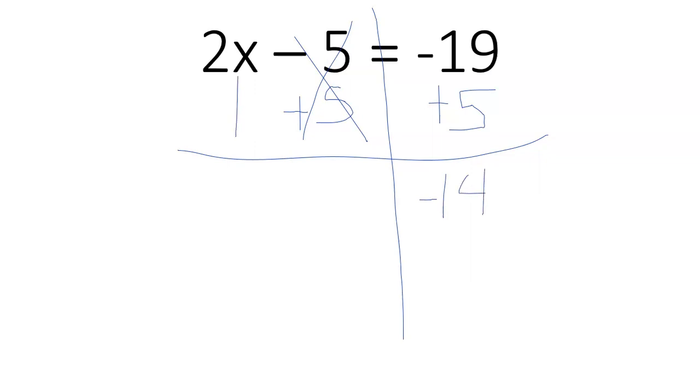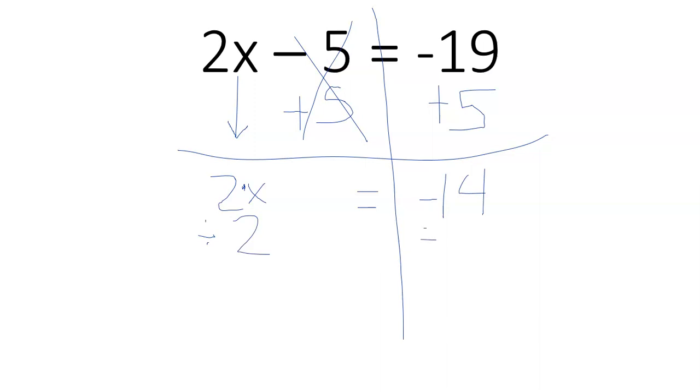This one, the 2x just comes straight down, and it's still 2x. The 5's are gone, so that's 2x equals -14. The opposite of a number next to a letter, which means times, is divide. So I'm going to divide by 2 here, and I'm going to divide by 2 here.